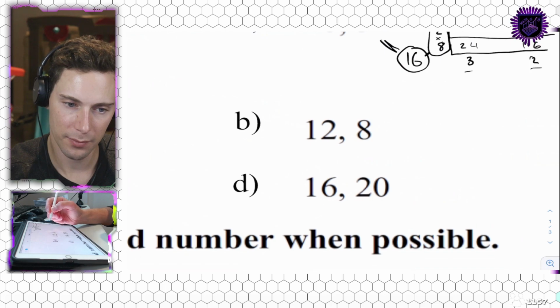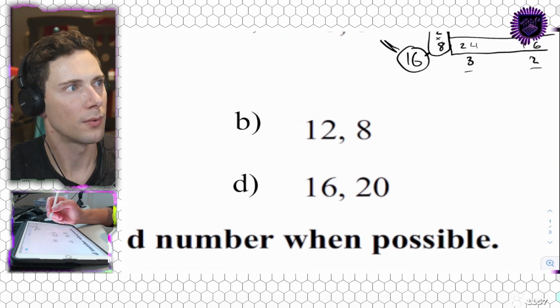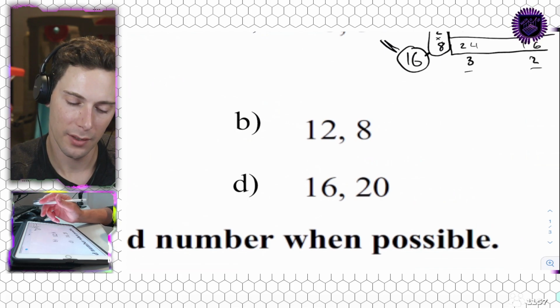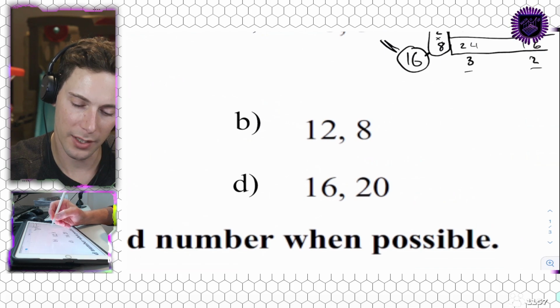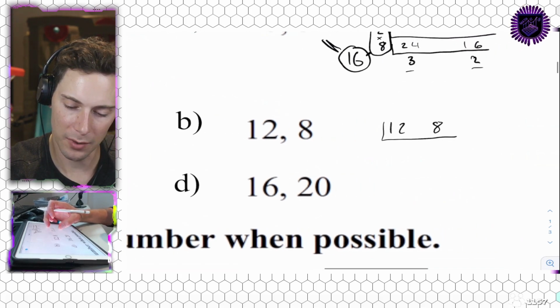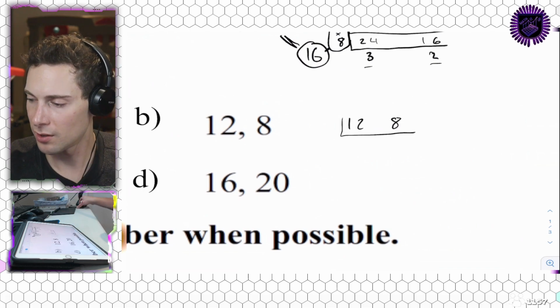Now, interesting. 12 and 8, lowest common multiple. Let's write these out. 12, 8. Let's do their ladder method to get them down to prime factorization here.